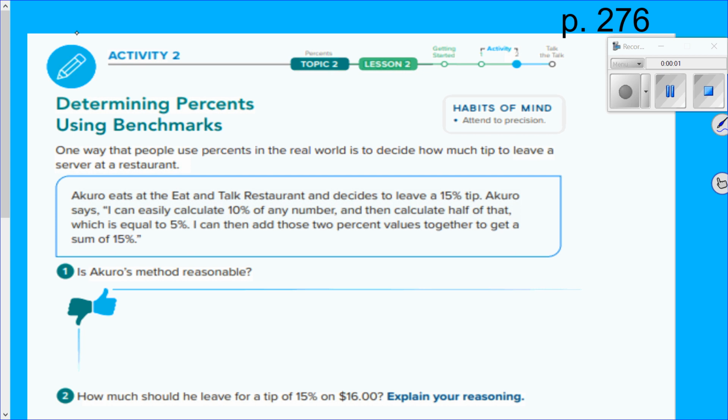Benchmark percents that we had started last time. We're going to be doing a lot, guys, quiet down. We're doing a lot more of the math with them today, though.